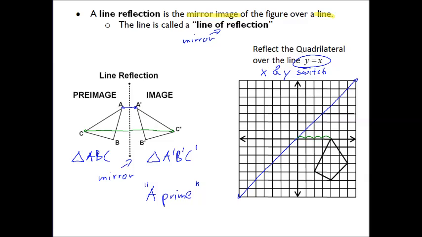And then we switch. And instead of continuing going in the x direction, we now go in the y direction. 1, 2, 3, 4. And there is our first point. And now let's keep doing that for the other points. 1, 2, 3, 4, 5, 6, 7, 8, 9 steps to the left means now we have to go 1, 2, 3, 4, 5, 6, 7, 8, 9 steps up. And here is our second point.